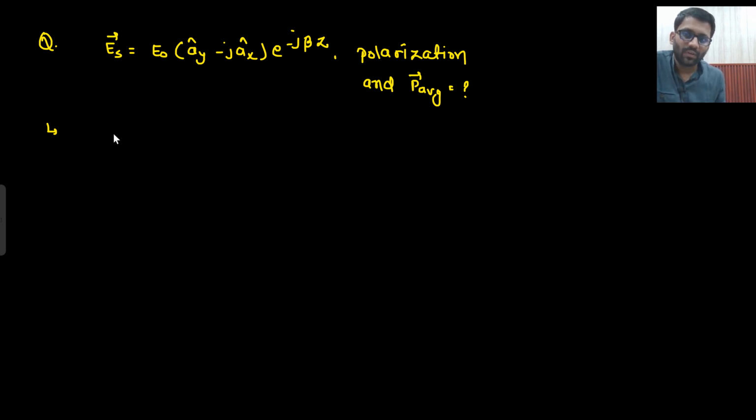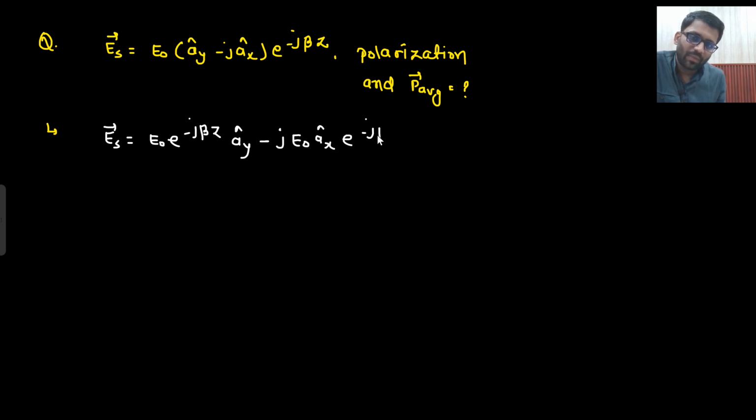This is your phasor form. So can I break it down like this? E naught e to the power minus j beta z ay cap minus j E naught ax cap e to the power minus j beta z, right? Just I broke it down. If I write down the time term, how will I write it? E naught, I will just add e to the power j omega t and take the real part. So cos(omega t minus beta z) ay cap.